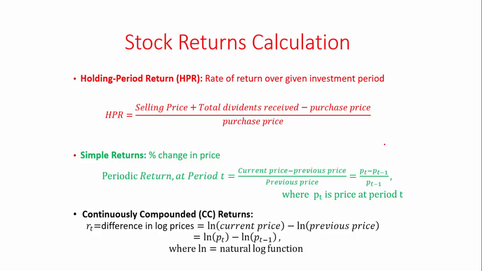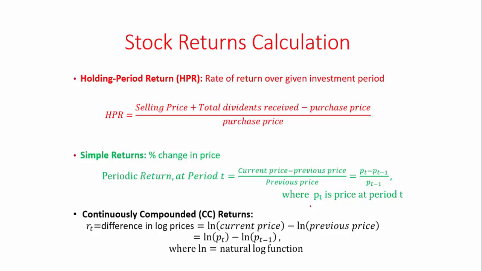Holding period return refers to the rate of return an investment would give if you buy the stock now, or if you had bought the stock sometime back in the past, held it for a certain period of time, and sold it. Usually the holding period return is calculated as the selling price plus the total dividend received minus the purchase price, over the purchase price. The simple return is basically the percentage change in the price.